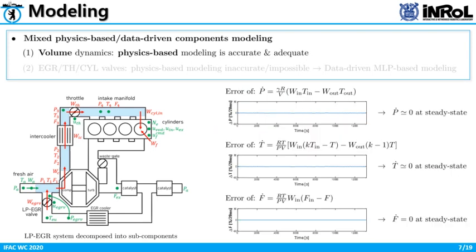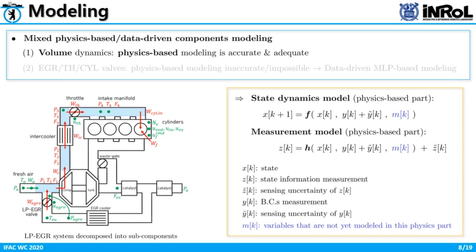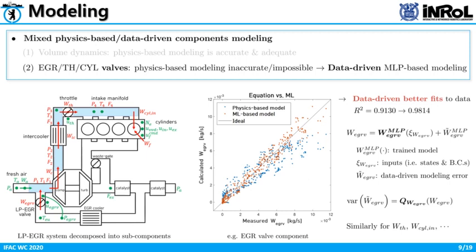More precisely, we model all the volumes using their physics, since they possess rather simple dynamics, allowing for simple and accurate physics-based modeling. By doing so, we obtain the physics-based part of the estimation model. On the other hand, the valve components, such as EGR, throttle, cylinder, do not subsume such simple and accurate physics-based models. So, we apply data-driven modeling for them.